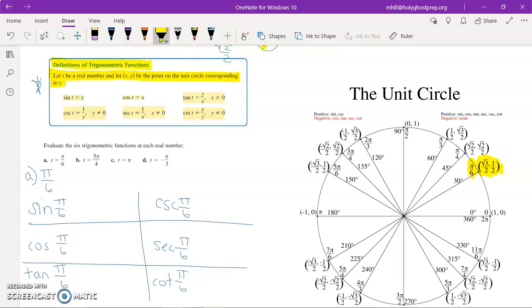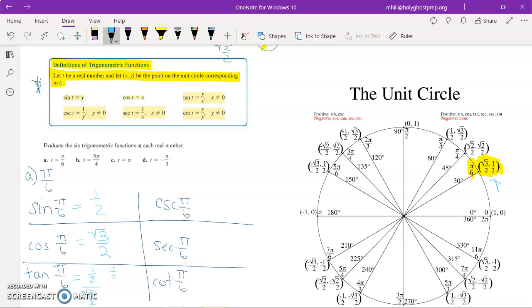So the sine of pi over 6, by definition up here, the sine of your angle is just going to be the y value of your angle. So this one, our y value over here is 1/2. The cosine is our x value, √3/2. The tangent is y divided by x. So that is 1/2 divided by √3/2.